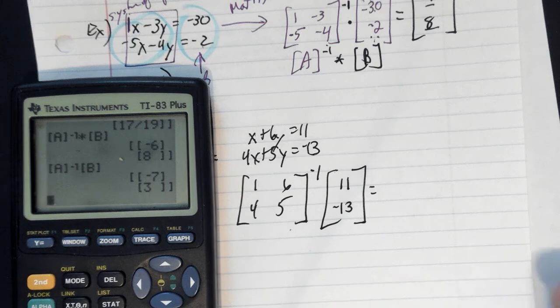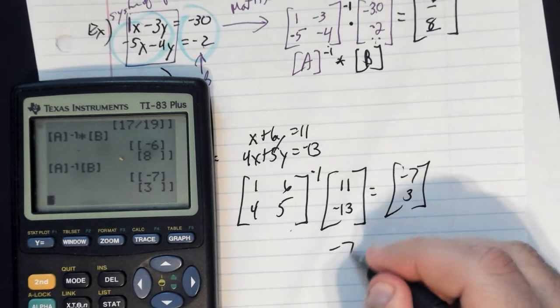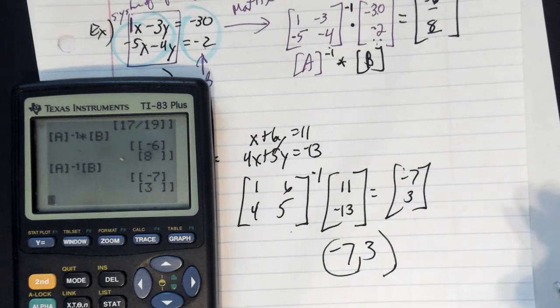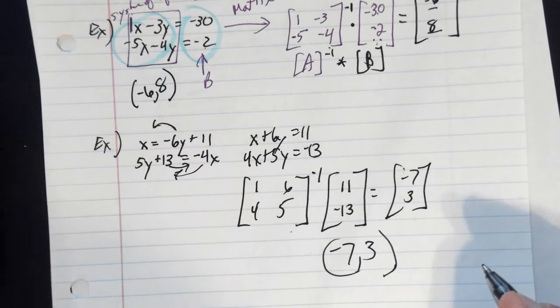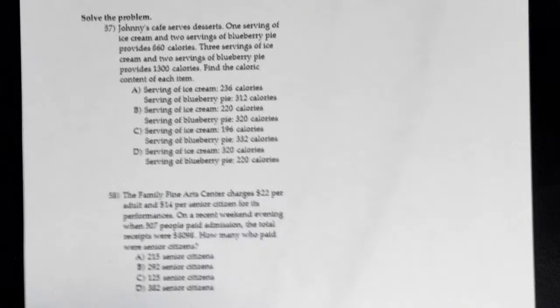Hit enter, and we get negative 7, 3, which is negative 7, comma 3, and that's what we want to put in as our answer. Okay. Now, where do we apply it? Well, it applies at these kind of word problems.